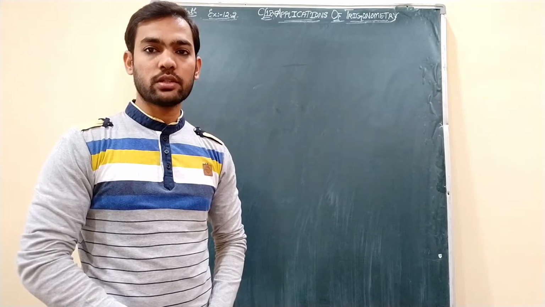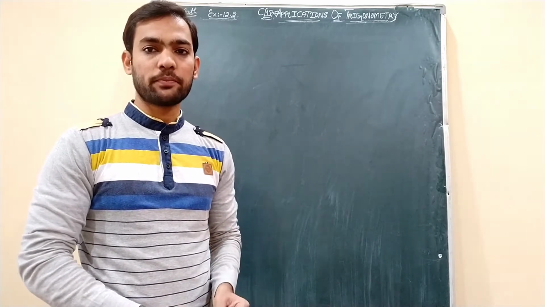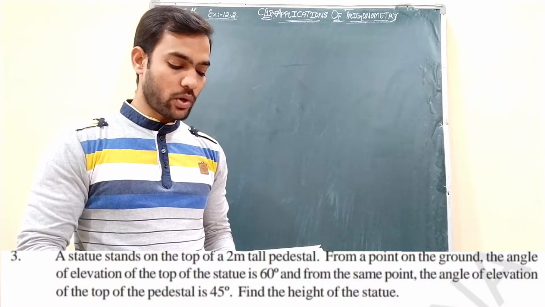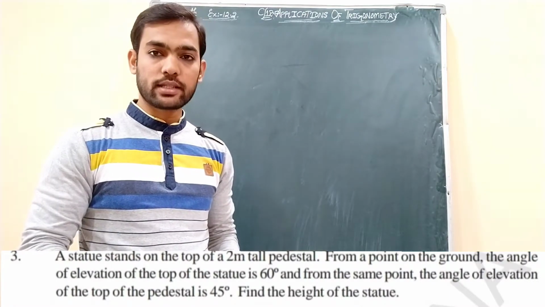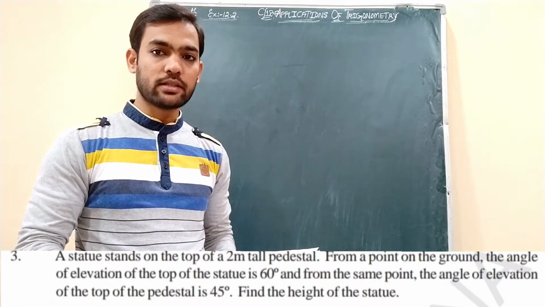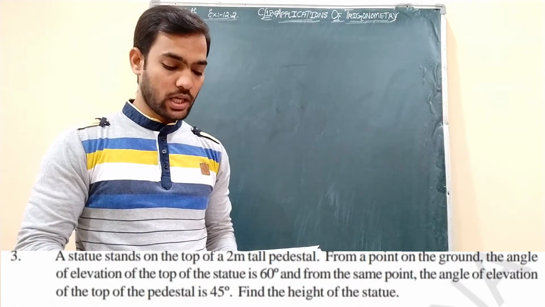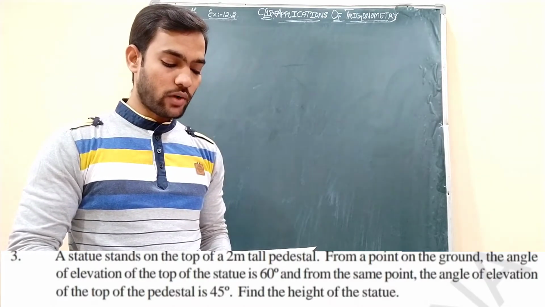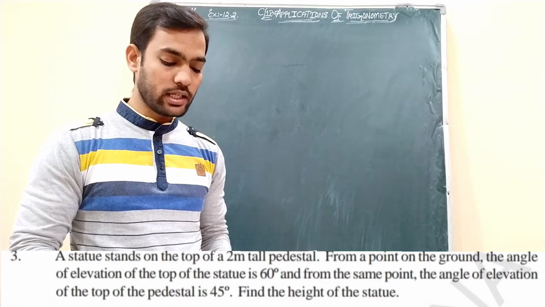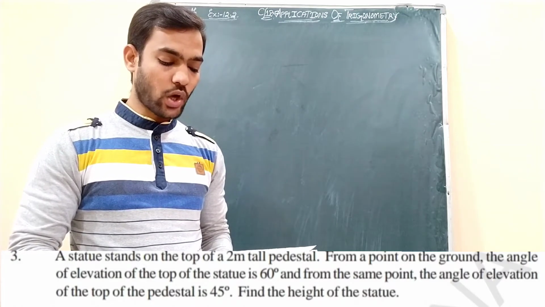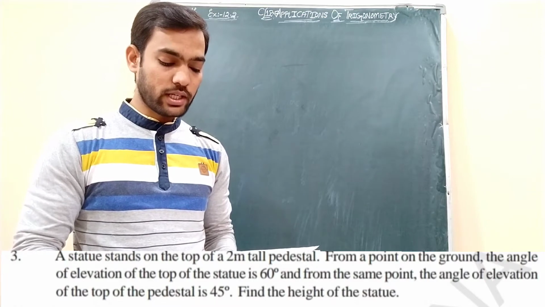Everybody refer to your textbook, question number 3. The question says that a statue stands on the top of a 2-meter tall pedestal. One statue is standing on a pedestal and the height of that pedestal is 2 meters. From a point on the ground, the angle of elevation of the top of the statue is 60 degrees, and from the same point the angle of elevation of the top of the pedestal is 45 degrees.